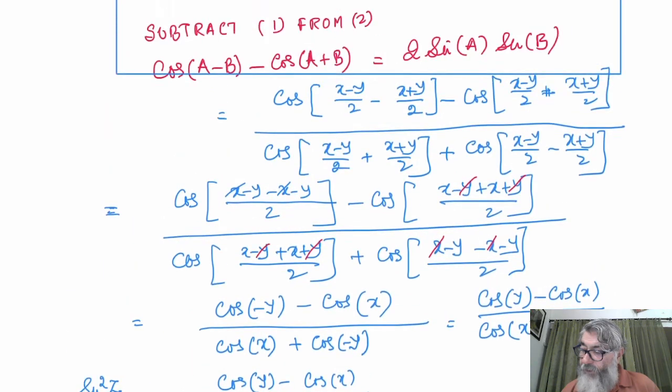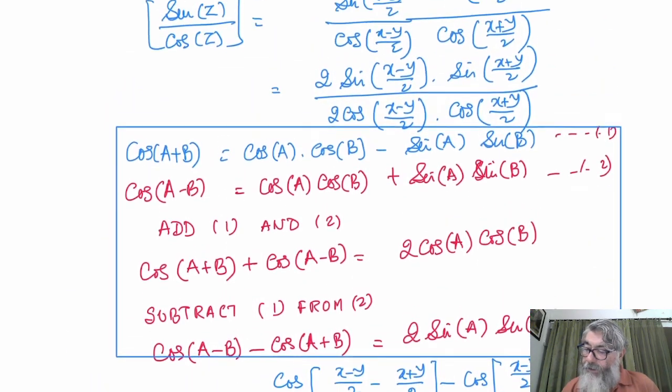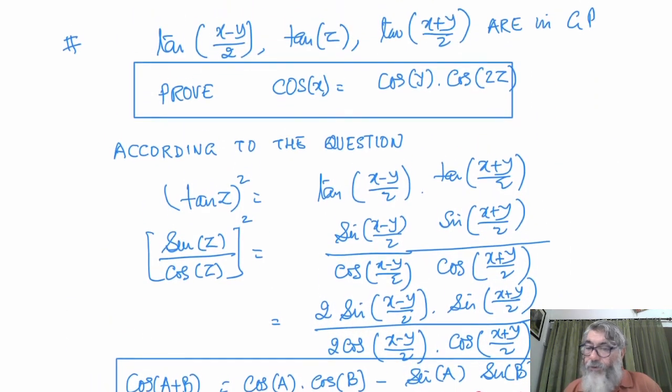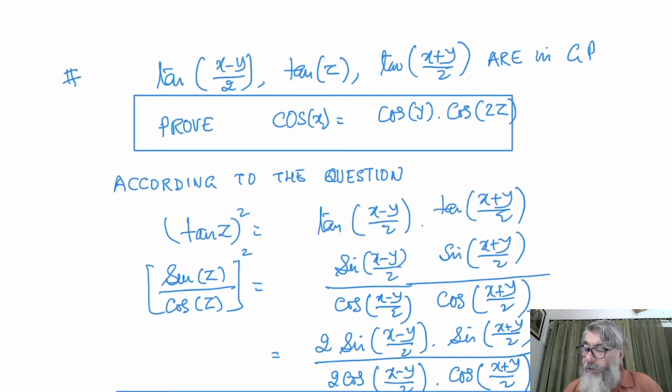Once again, let's go through the question. It says tan x minus y upon 2, tan z, and tan x plus y upon 2 are in GP. If they are in GP, prove that cos x is equal to cos y into cos 2z. So first of all we said, if they are in GP, then the square of the middle term should be the product of the first and the third term. So tan z whole square will be equal to tan x minus y upon 2 times tan x plus y upon 2.